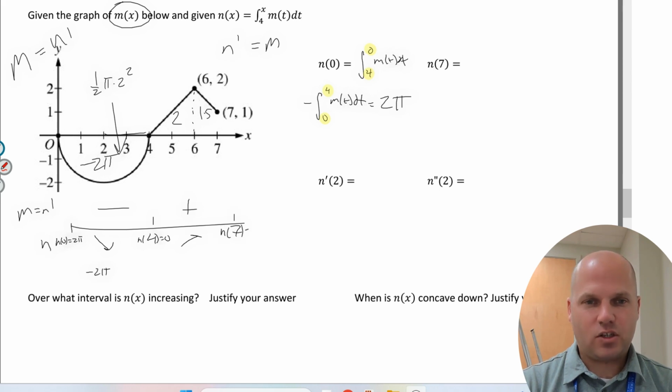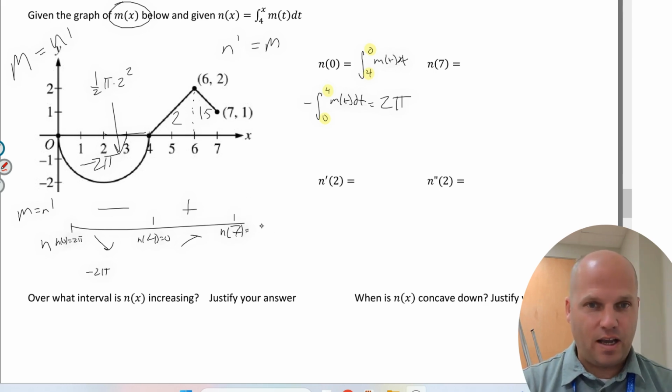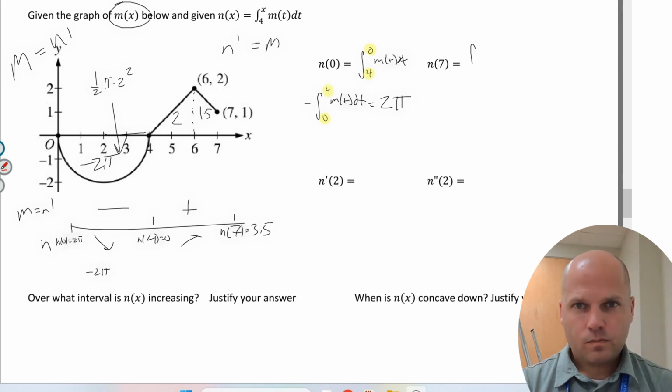I'll change the next homework and that'll be fine. I'm just thinking out loud. Then if I add 3.5, then boom. All right, that actually makes sense. All right, just 4 to 7. Just 4 to 7 is 3.5.